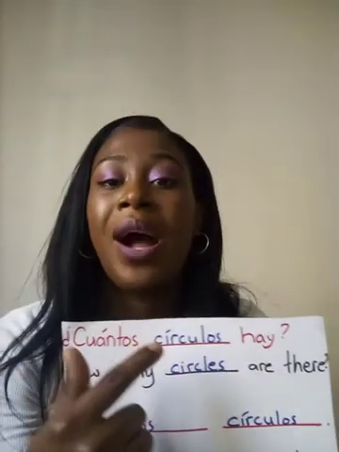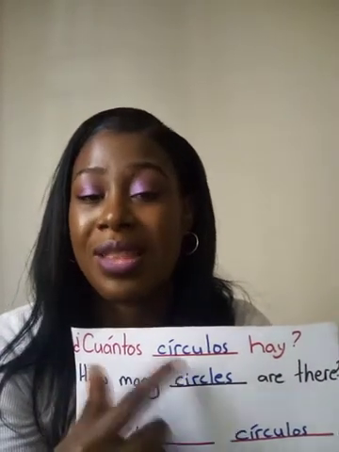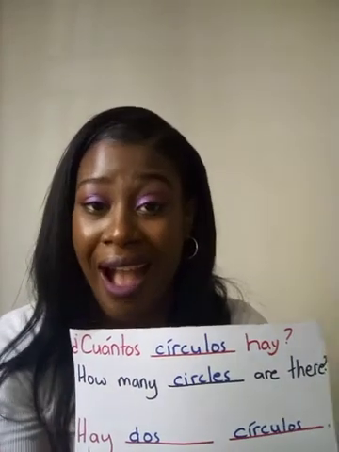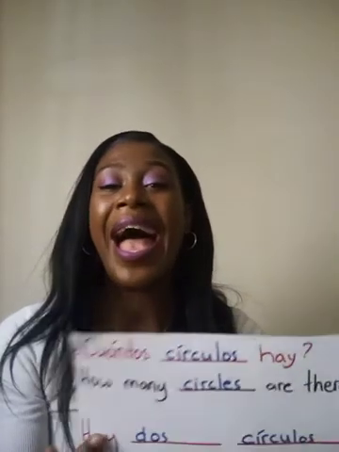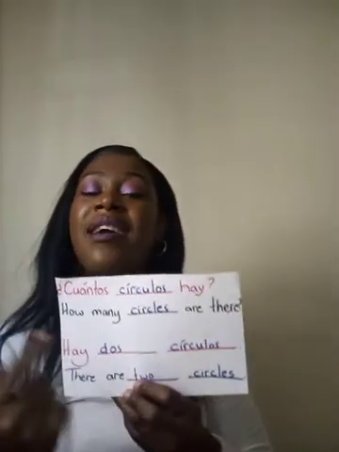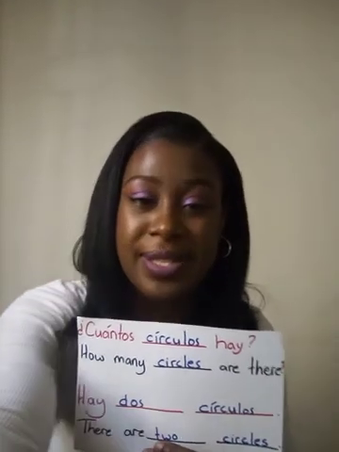¿Cuántos cuadrados hay? How many squares are there? And because there's 7, in Spanish we would say hay 7 cuadrados. There are 7 squares. Hay 7 cuadrados.